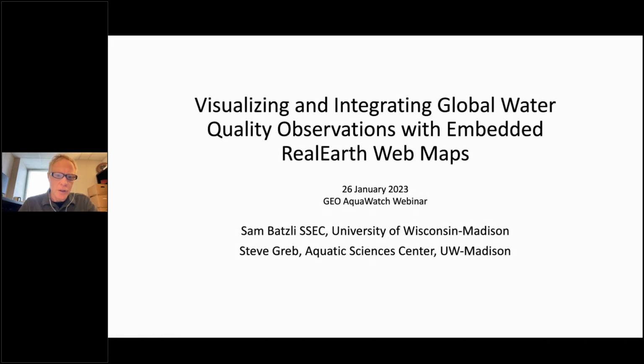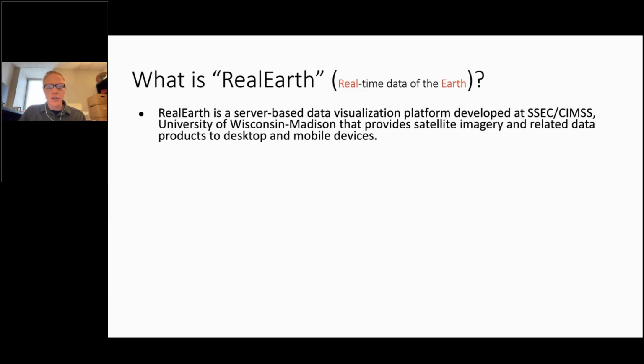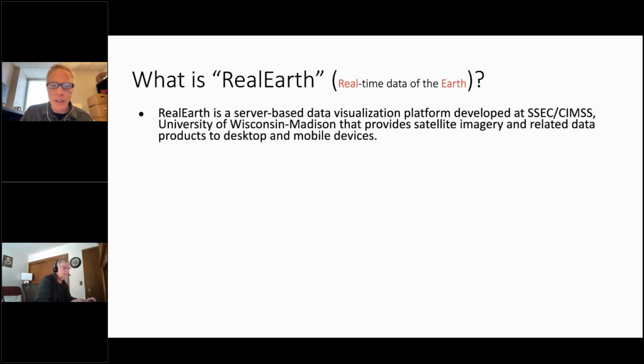So the idea here is visualizing and integrating global water quality observations with embedded RealEarth web maps. So I'll first talk a little bit about what RealEarth is. It's a visualization platform that we developed at the Space Science and Engineering Center and the Cooperative Institute for Meteorological Satellite Studies, which are units of the University of Wisconsin-Madison. And the idea is that we're providing satellite imagery and related data products with the concept of it being near real time and also globally of the Earth. So that Real Earth comes from that concept.